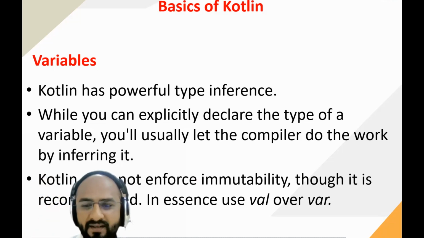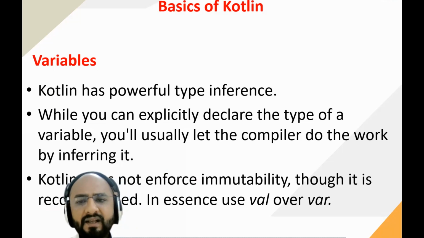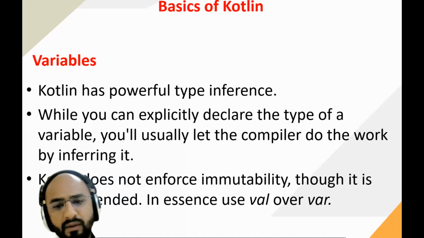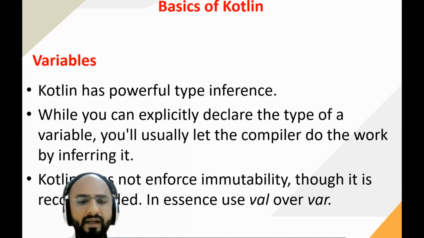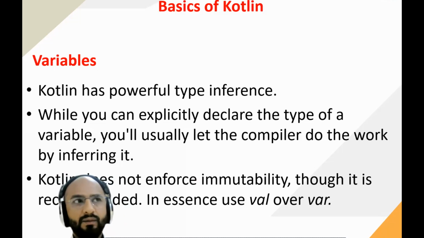So let's discuss 2-3 points about the variable. Kotlin has powerful type inference. While you can explicitly declare the type of a variable, you will usually let the compiler do the work by inferring it. Kotlin does not enforce immutability, though it recommends, in essence, using val or var. So if you want to create a variable in Kotlin, there are two keywords, val and var. You can create a variable in Kotlin by using these two keywords, right?